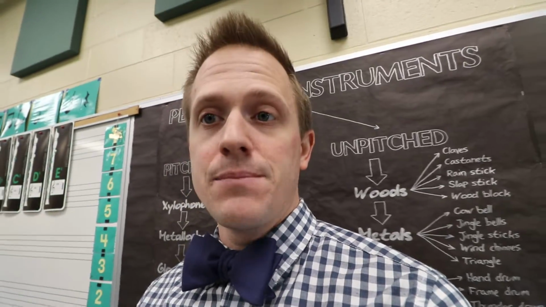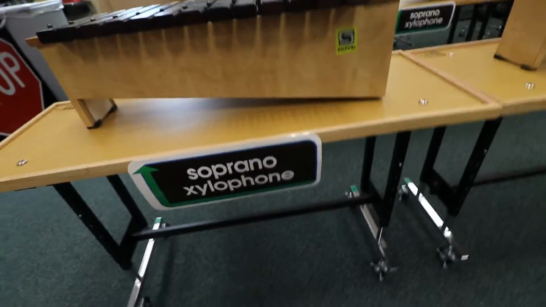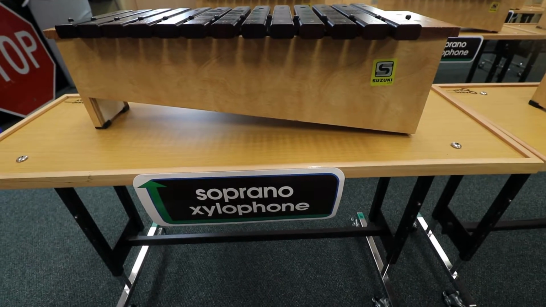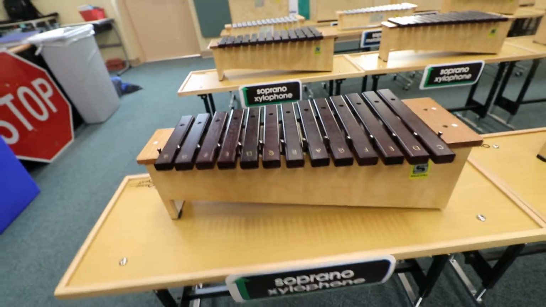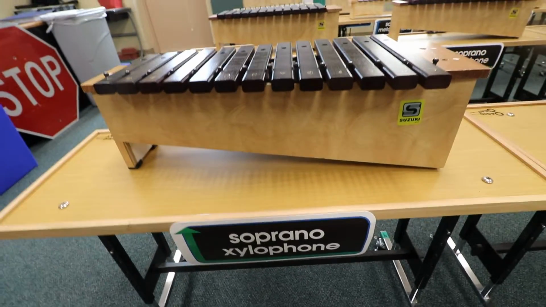They're called sopranos, altos, and basses. You want to know the difference? Sopranos are the highest. They're also the smallest of the instruments. So for example, this is a soprano xylophone. It's going to sound the highest of all the xylophones.